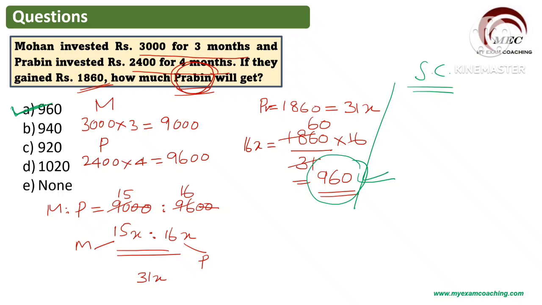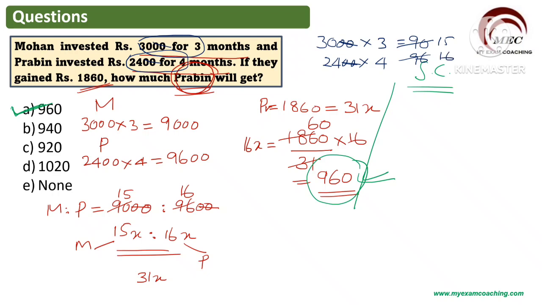Here we have seen 3,000 rupees for 3 months, Mohan, and 2,400 rupees for 4 months, Prabin. So what you have to do is cut these 2 zeros here and these 2 zeros here. 3,000 for 3 months and 2,400 for 4 months. 30 into 3 will become 90. 24 into 4 will become 96. Now when you cut 96 and 90, it becomes 15 to 16.